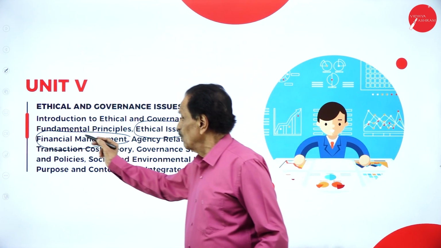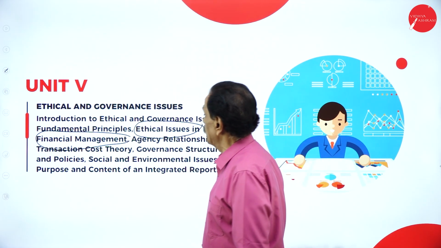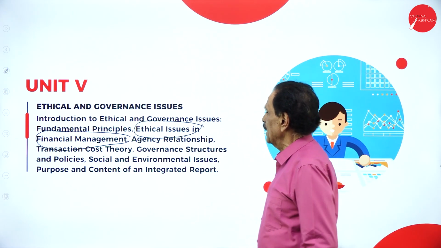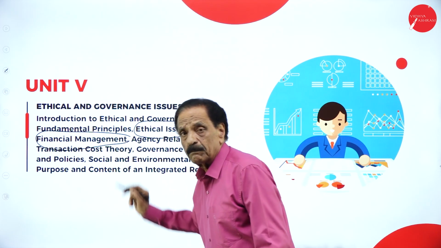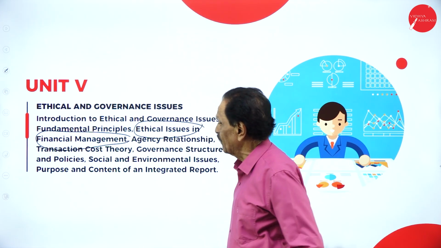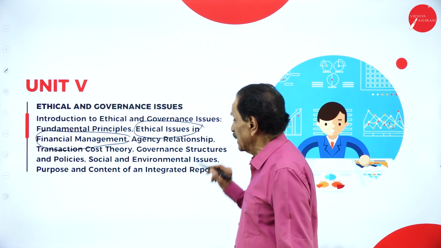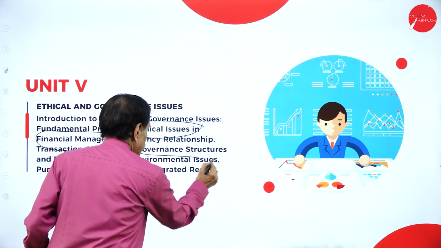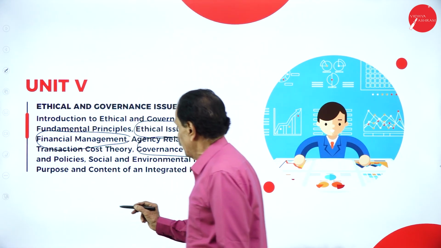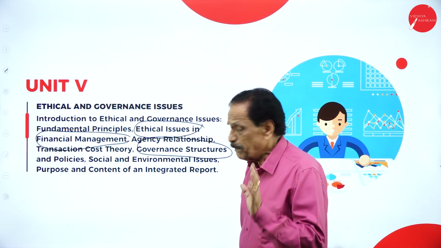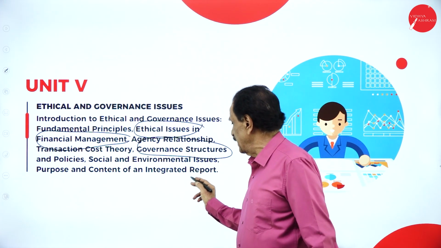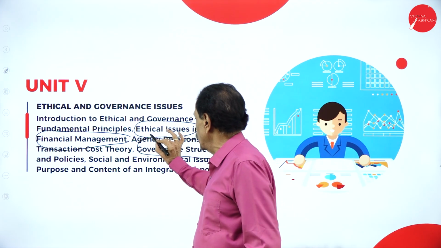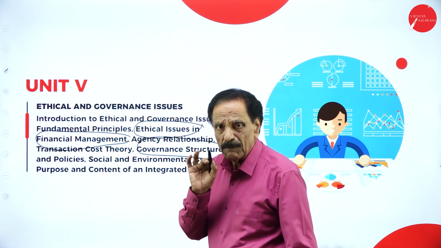The last chapter is only theory, ethical and governance issues. Here, introduction to ethical and governance issues, fundamental principles, ethical issues in financial management, agency relationship, transaction cost theory, governance structure, then policy, social and environment issues, purpose and content of integrated report. So, only theory they will ask. The major question they will ask is ethical issue in financial management.